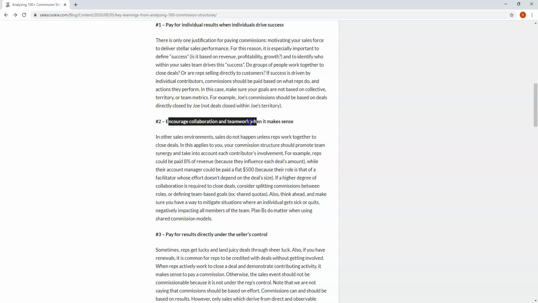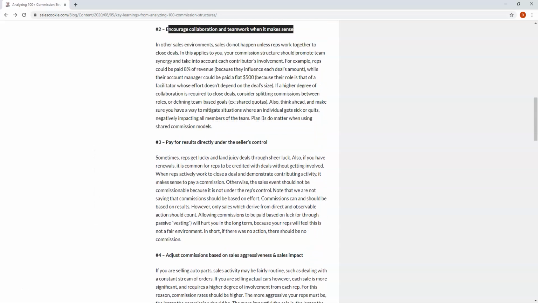Number two, encourage collaboration and teamwork when it makes sense. So in some sales environments, you can't go at it alone. You really have to work as a team. So your commission structure needs to promote that team synergy and take into account every contributor's involvement. And say they have a manager who's really a facilitator, coach role, you could pay a flat fee versus splitting commissions based on each contributor's role across the team.